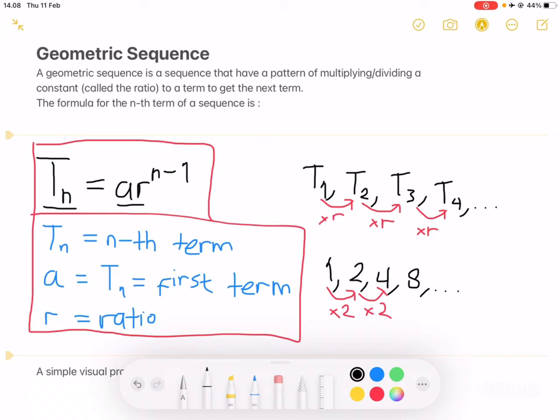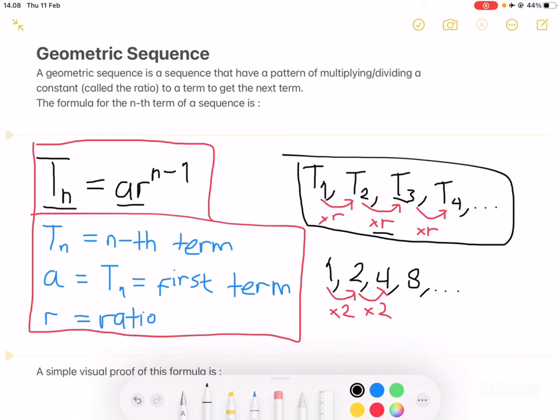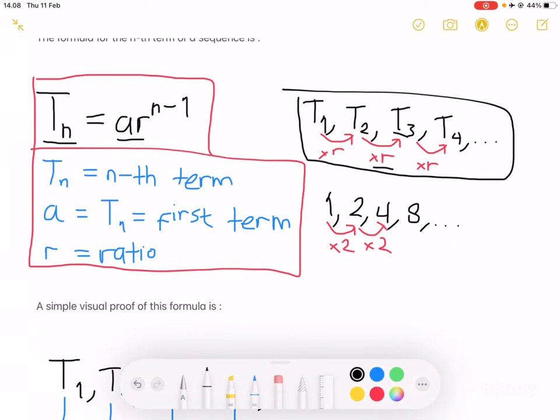So some examples of a geometric sequence is in the form of something like this. So we have t1, and to get t2 you multiply t1 by r. To get t3 you multiply r by t2, something like that. And it also looks probably something like this. So we have 1, 2, 4, 8, and notice you multiply by 2 to get the next term. So 2 is equal to 1 times 2, 4 is equal to 2 times 2, and you can do this and so on.